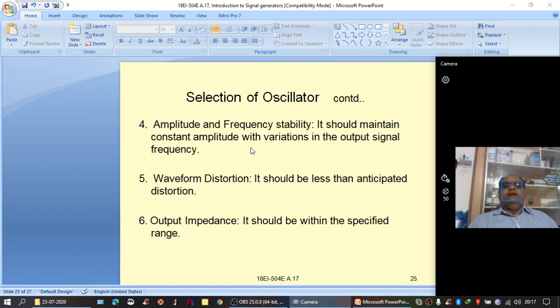And then amplitude and frequency stability. Obviously, this is the very basic requirement for an oscillator. Amplitude should be stable and frequency also should be stable. It should maintain a constant amplitude with variations in the output signal frequency.